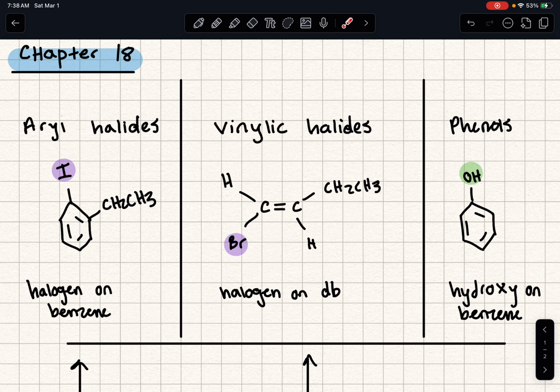Phenol, or phenols, refer to an alcohol group, or in other words, a hydroxy group on a benzene ring. And you can have multiple different groups or types of phenols. Just know that it is a phenol if you have the OH on there. But there can be other things attached to it as well.